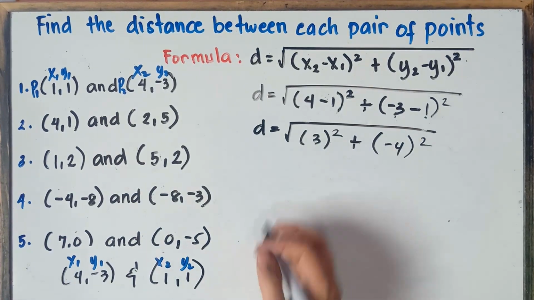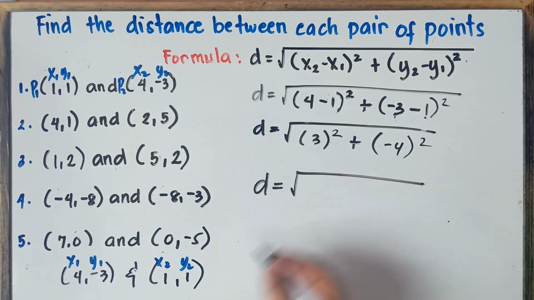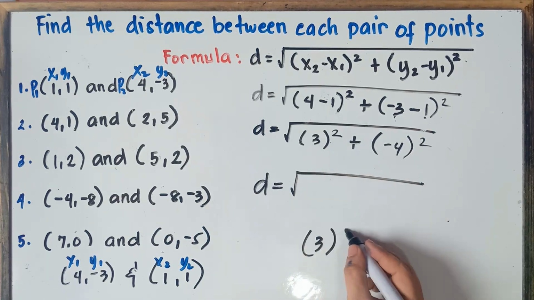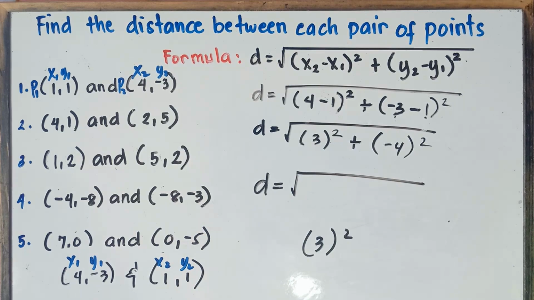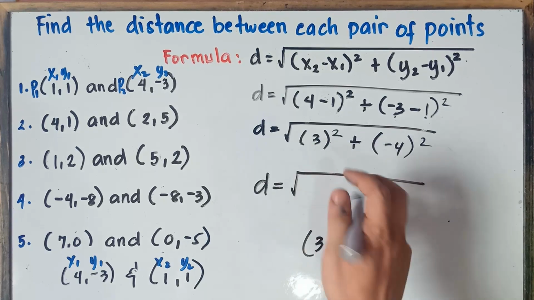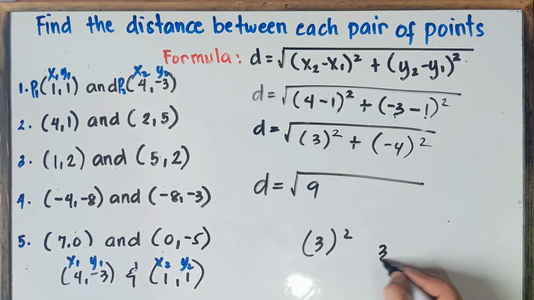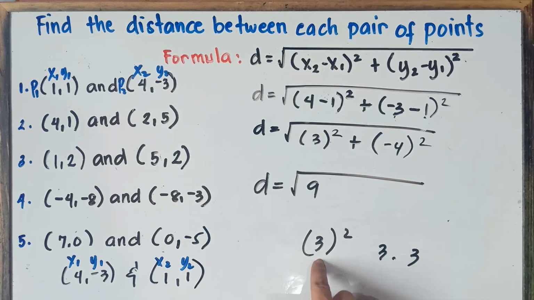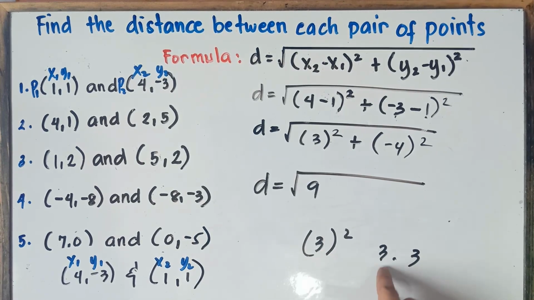Alright, almost done, class. So D is equal to, copy square root. So 3 squared, once again, class, 3 squared doesn't mean 3 times 2, it means 3 times 3. You multiply 3 by itself twice. 3 times 3, that would be 9.